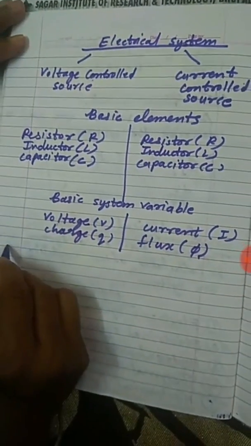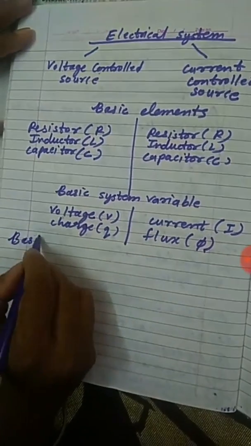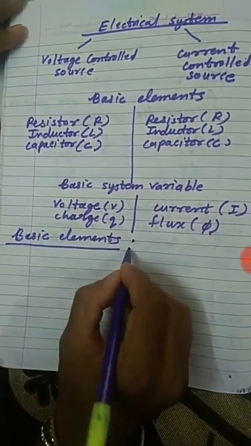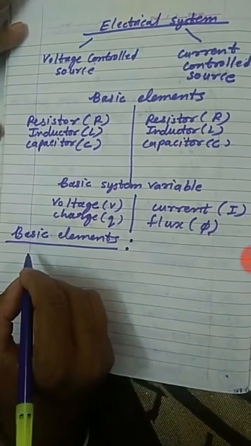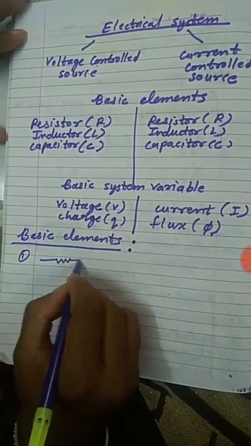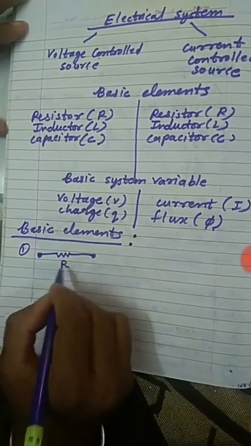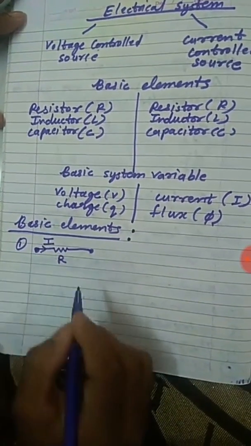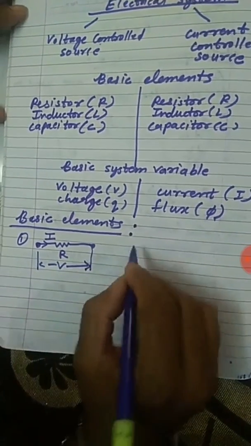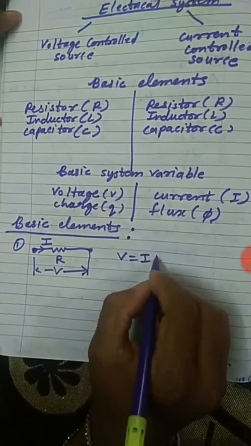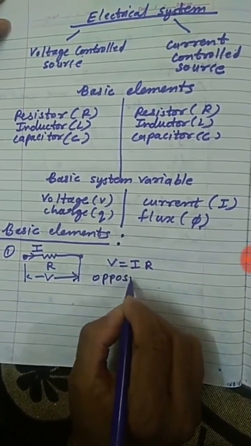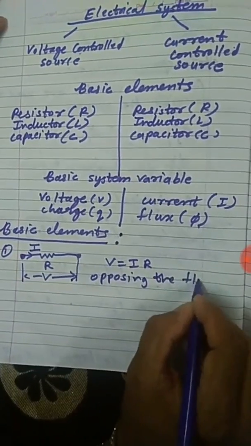Now come to the basic elements for the modeling. I am taking basic elements. As all of you know about this, you have already studied in standard 11, 12th. So I am taking an overview of this. I am taking the resistor. There is a symbol of the resistor. If I is the current flowing through this resistor and V is the voltage drop across this resistance, so I can write V equal to IR. What is resistance? Resistance is opposing the flow of current.